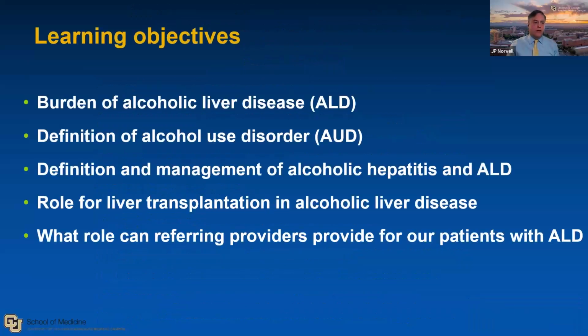So some of the learning objectives. One, we'll talk about the burden of alcoholic liver disease and also define alcohol use disorder. I say that in the same sentence because I think a big point here is that these are two different but intertwined diseases that we need to address simultaneously in our patients. We'll define and also discuss management of alcoholic hepatitis and alcoholic liver disease. And we'll talk about the role for liver transplant, which is really the meat of what we're talking about. And we'll also talk about what role referring providers, aka you, can provide to our patients before, after, and during their transplant evaluation.